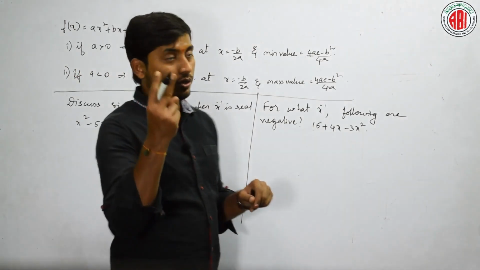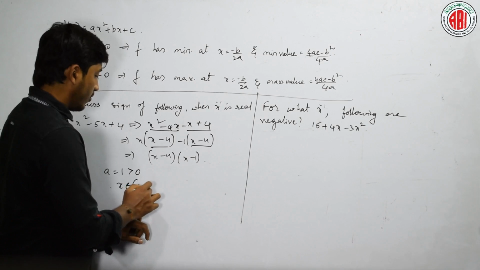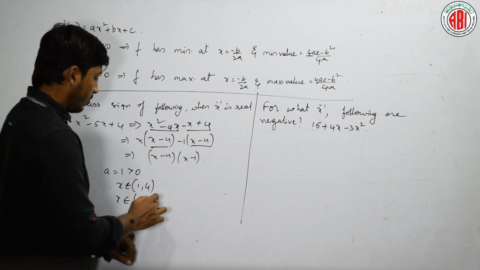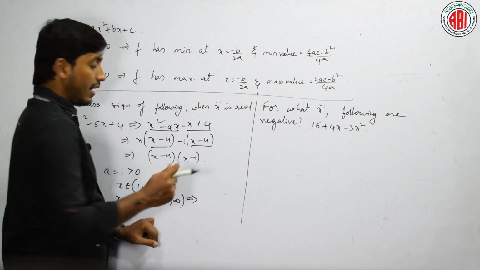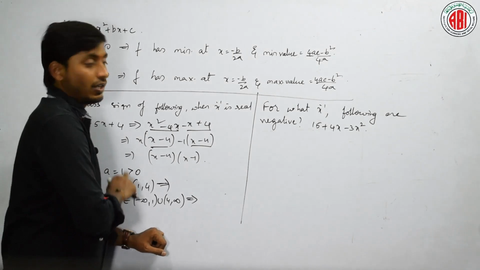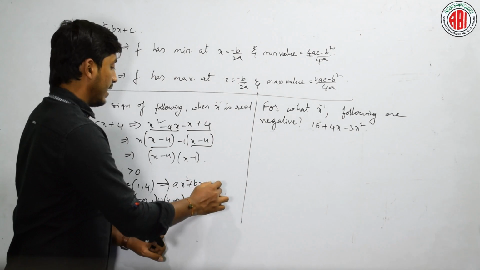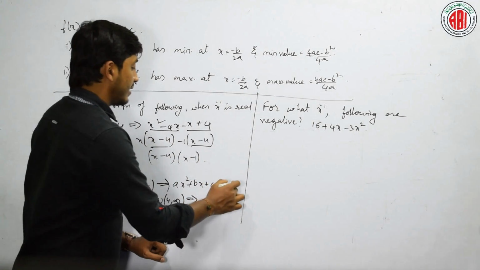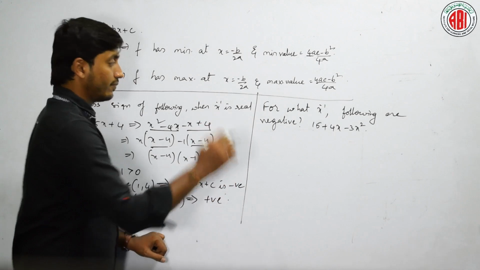Now, we will have two cases, that is for x belongs to 1 to 4 and for x belongs to minus infinity to 1 and 4 to infinity. For both the cases, we will have two conditions. How? Tell me. For this case, we will have opposite sign. So, ax square plus bx plus c, since a is greater than 0, which is positive, we have to write it as negative, and here it is the same sign, so it will be positive.